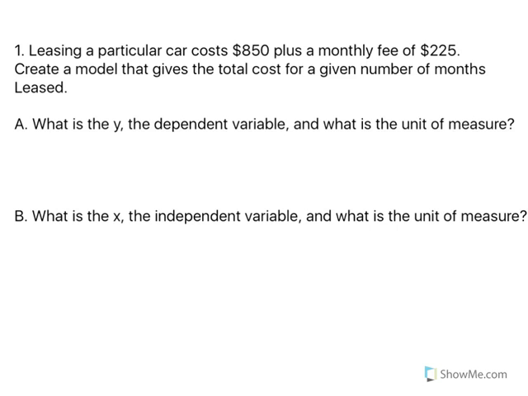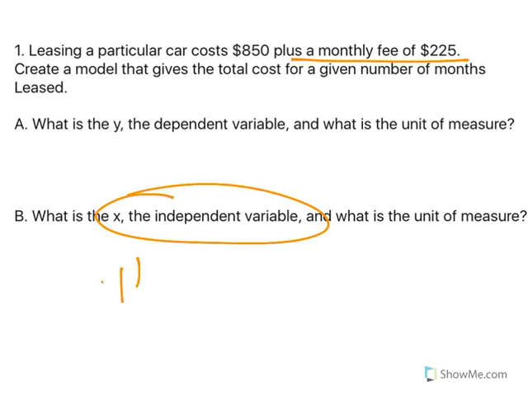Alright, so first we're going to talk about X and Y, independent and dependent variables. And think about it, you've got a monthly fee of $225. So depending on how many months, that's going to change what you pay, right? So because it depends on how many months, my X value is the number of months. And remember, the independent variable is generally some kind of time. So number of months is the independent variable.